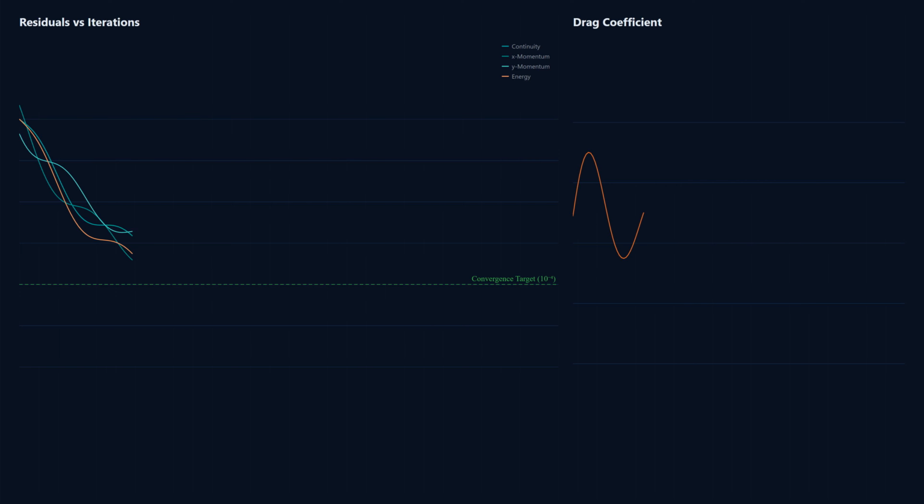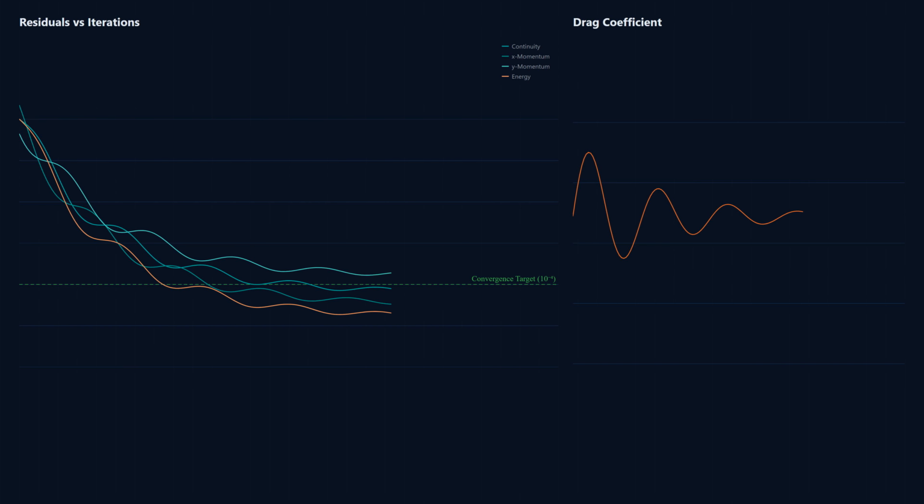and solves them iteratively. It makes an initial guess, computes the residual error, then updates the solution. Iteration after iteration, residuals drop. When they reach a target threshold, typically 10 to the minus 4, we call the solution converged.